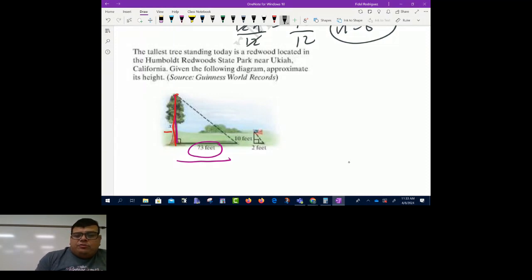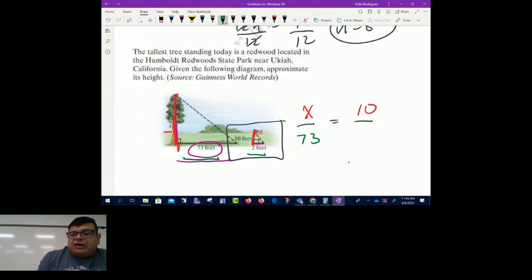Now, over here, we have a flagpole. That flagpole, y'all, is 10 feet tall, and its shadow is 2 feet long, right? So let's do a ratio and proportion. Why don't we say, the height of the tree, which we're calling X, we can compare it to the height of the flagpole, which is 10. And then the shadow of the tree, which is 73, is going to compare to what? Over 2, right?